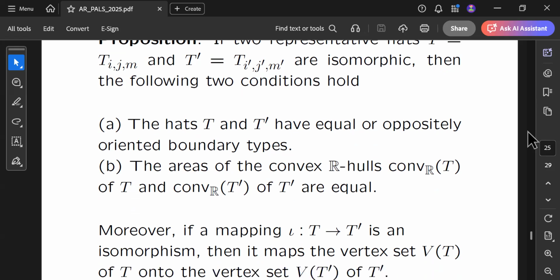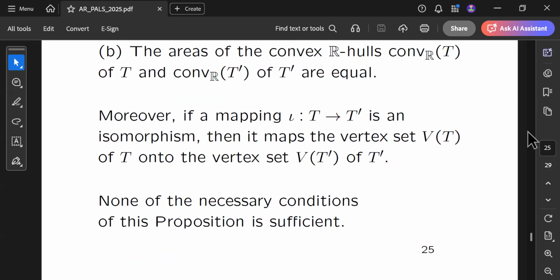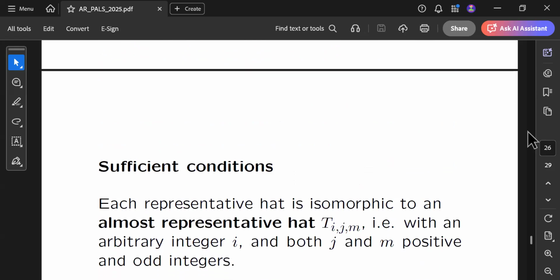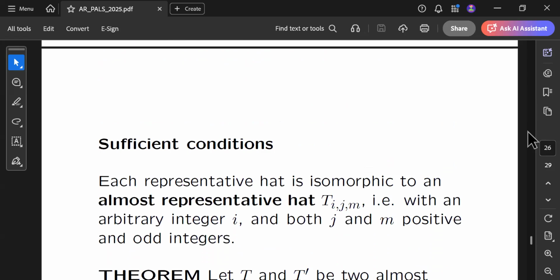Moreover, if a mapping I is an isomorphism, then it maps the vertex set of T onto the vertex set of T prime. However, no combination of these conditions is sufficient. So we need something more. The sufficient conditions we have are formulated in a theorem, which is very long. So I will not give you all the very precise conditions, but will rather say in general how we solve this problem.